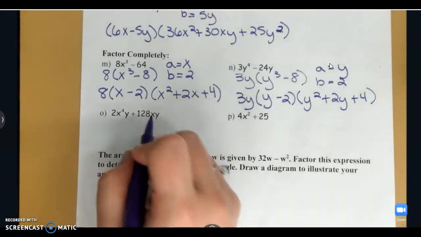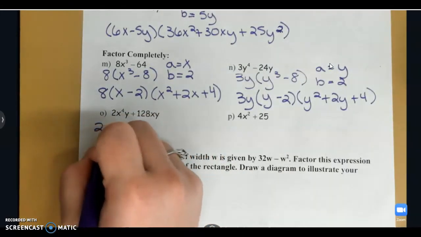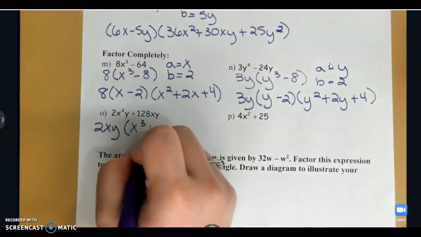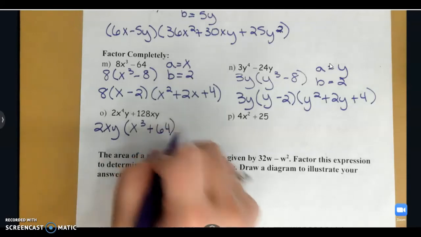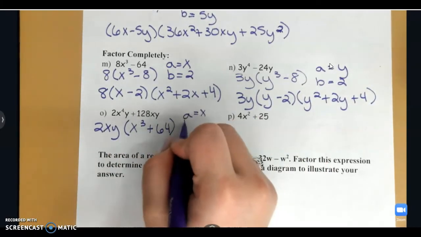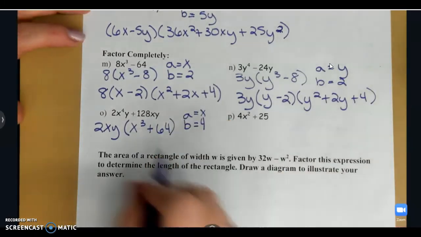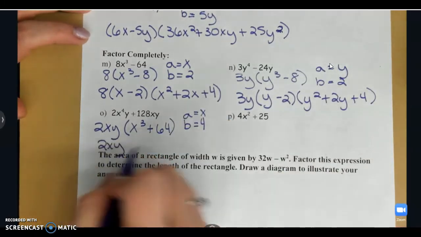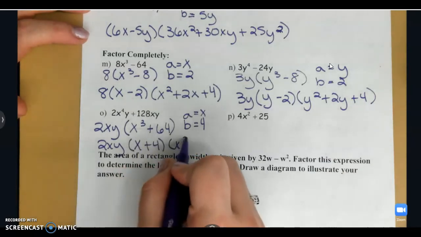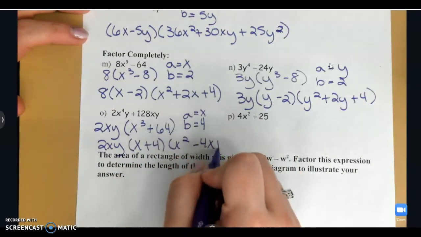All right, on O, we can factor out a 2xy, and that leaves us with x cubed plus 64. And this is a sum of two cubes where a is x and b is 4. So that 2xy stays in the front, and we get a plus b times a squared minus ab plus b squared.